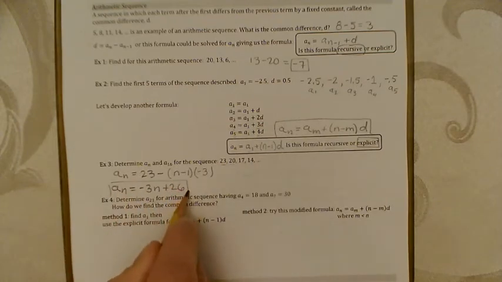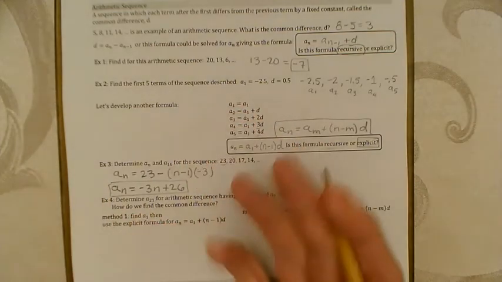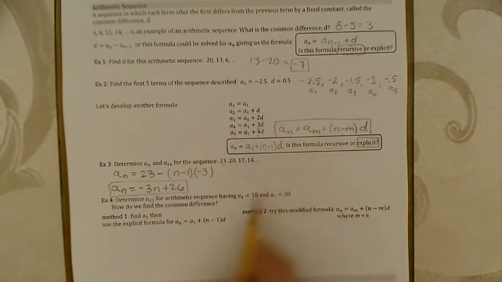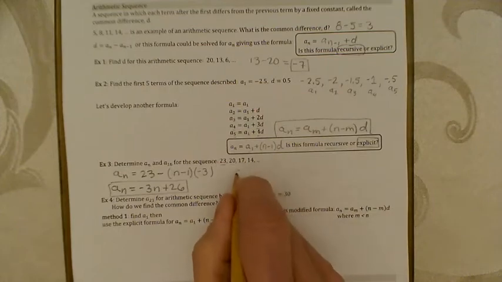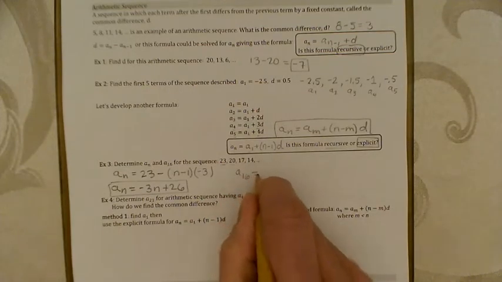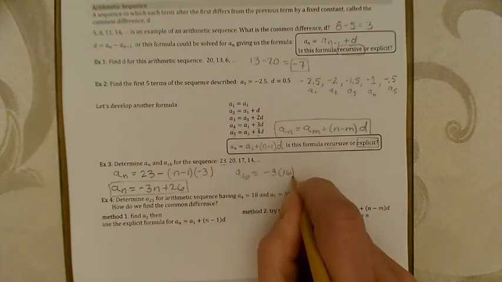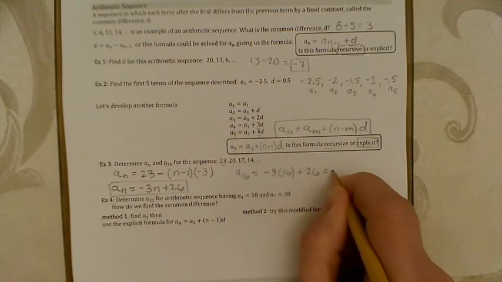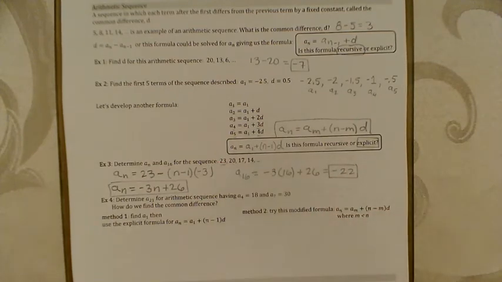So that is what a sub n is equal to. Like I said, it's not equal to an actual value because we don't know what n is. I don't know how many terms I want to go out to. If I knew what n was, I could find a sub n, but in this case, it's just a formula. All right, so now a sub 16, using that formula, so that's -3 times 16 plus 26. That gives me a value of -22. So a sub 16 is -22.